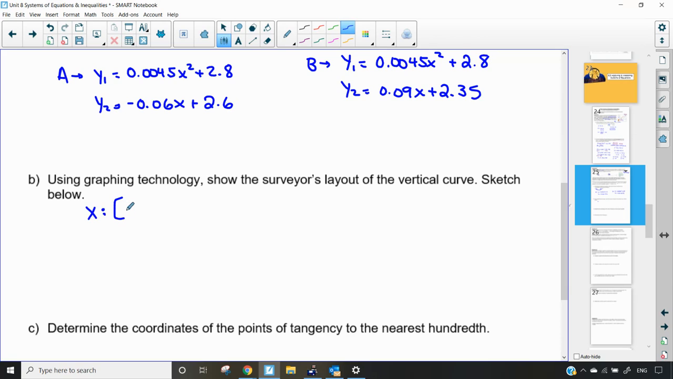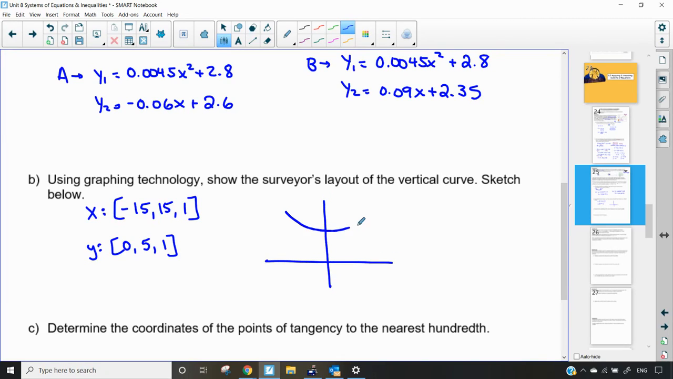It's important to have those so that if you have to go back and work through a question, you know what settings you used. And again, these are written as x min, x max, and then x scale. And then here we have our y min, our y max, and then our scale. Now, using the information from our calculator, we can sketch our parabola and our two tangent lines and make sure that we mark those points of tangency.